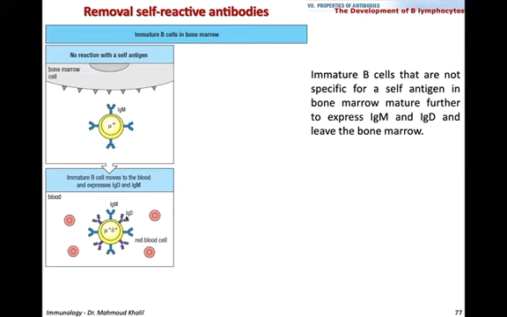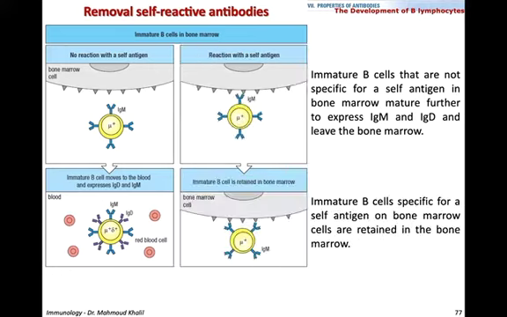So again, these immature B cells that are not specific for self-antigen in the bone marrow further mature and express IgM and IgD and leave the bone marrow. While in cases where the immature B cells are specific for self molecules, this is actually done and aided by the bone marrow stromal cells.